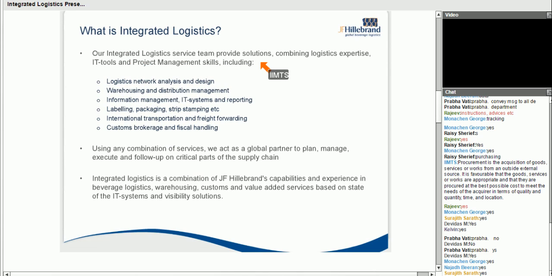Our integrated logistics service team provides solutions combining logistics expertise, IT tools, project management skills, including logistics network analysis and design, warehousing and distribution management, information management, IT reporting, labeling, packaging, script stamping, everything. Using any combination of service, we act as a global partner to plan, manage, execute, and follow up on critical parts of the supply chain. Integrated logistics is a combination of JF Hillbrand's capabilities and experience in beverage logistics. Right, so this is also one of the logistics companies which deals with beverage products.